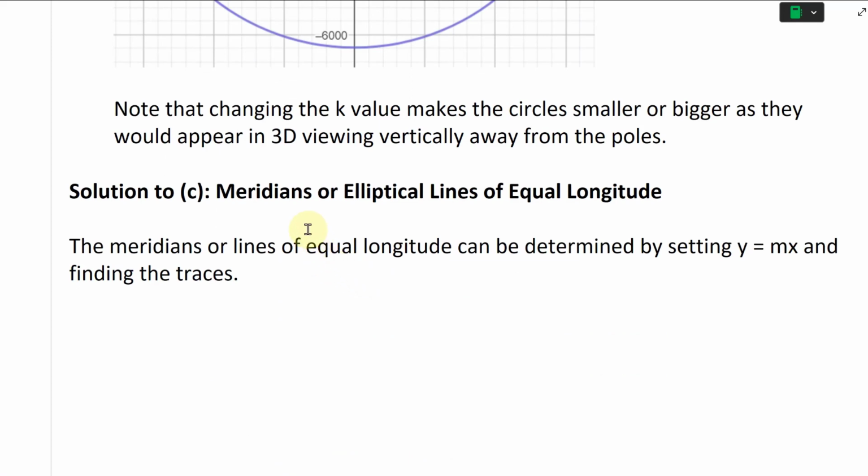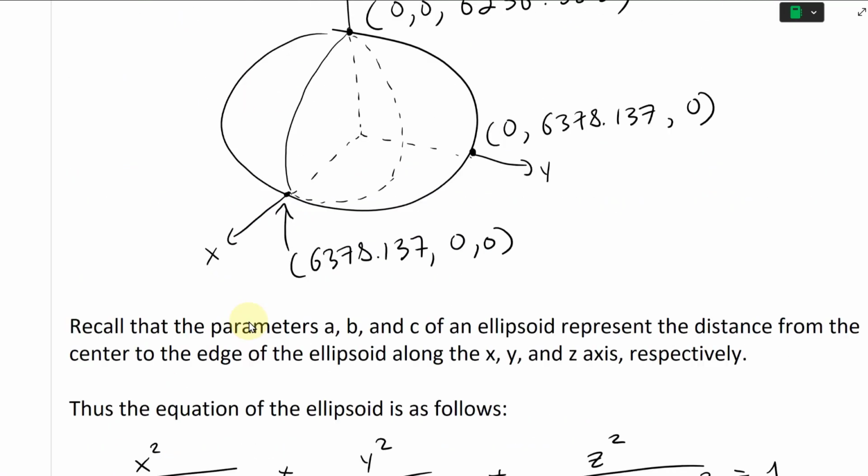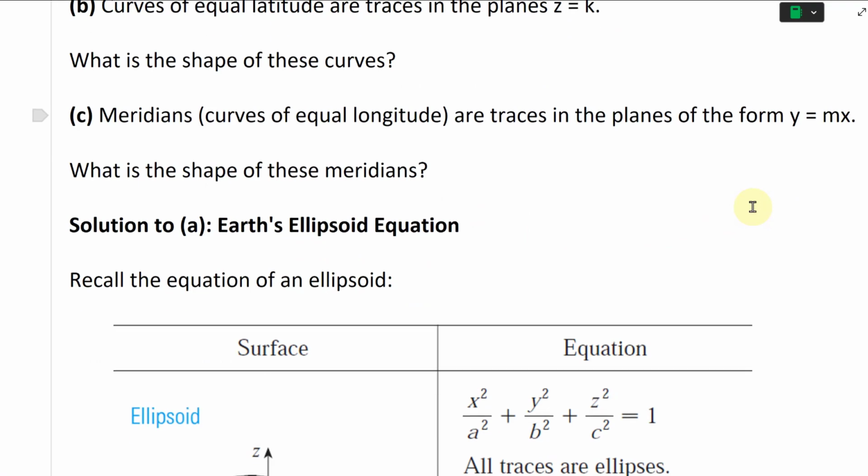So now let's take a look at the solution to part C. And this is meridians, or elliptical lines of equal longitude. And we'll go and look at the actual question. So this is part C. Meridians, curves of equal longitude, are traces in the planes of the form y equals mx. What is the shape of these meridians? So let's write that down then.